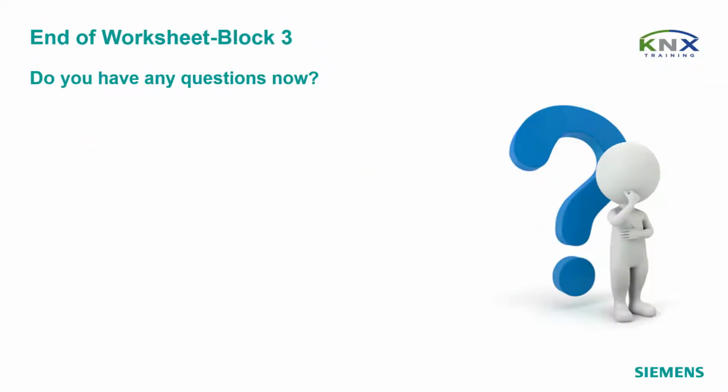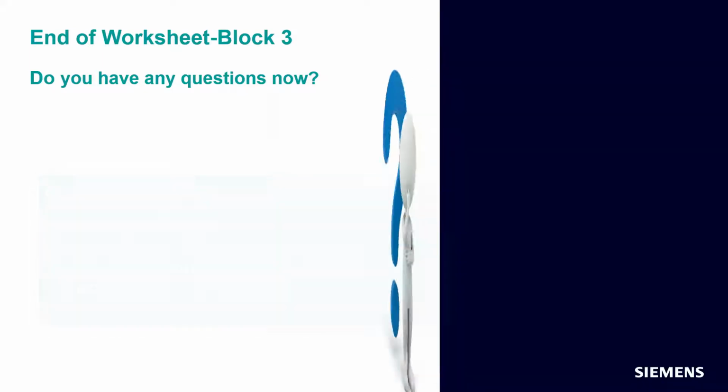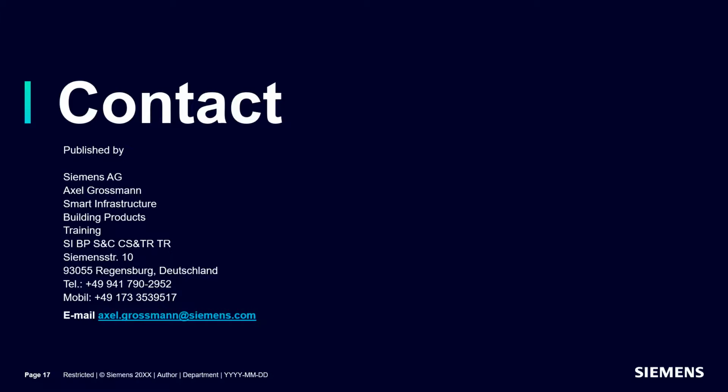Summary of Worksheet 3. You have extended your project by the staircase and you have applied some changes. You have extended your knowledge about function monitoring and communication flags. Finally, you established status feedback functions. See you later in Worksheet 4.